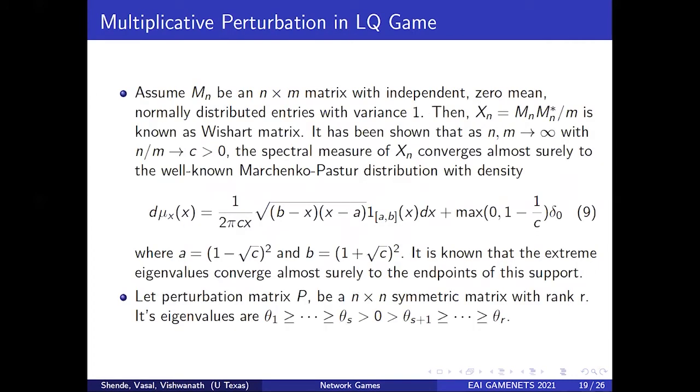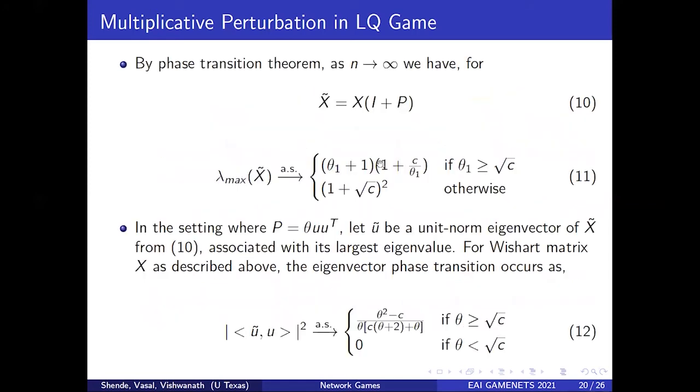Another type of perturbation that we'll look at is the multiplicative perturbation. For a Wishart matrix, the eigenvalues correspond to the Marchenko-Pastur distribution with the density as shown here. And again, very similarly, the extreme eigenvalues correspond to the endpoints of this support. Taking a similar perturbation matrix, our multiplicative perturbation is defined as X tilde equal to X times I plus P. And so we see the phase transition where, if the strength of the perturbation is above a critical value, again, we have a difference in the maximum eigenvalue.